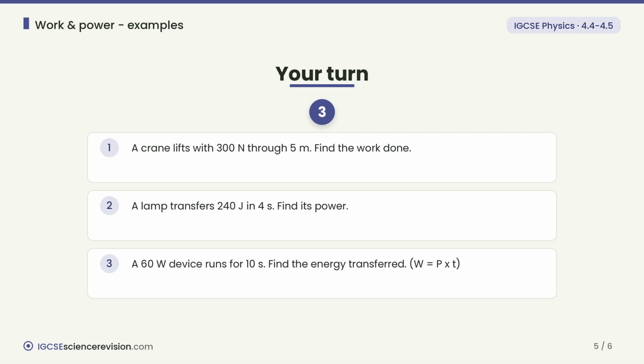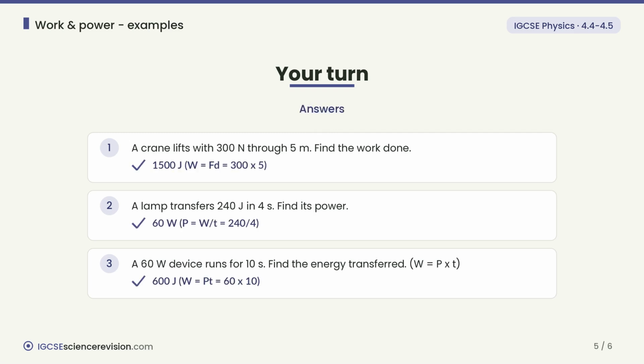3, 2, 1. Here are the answers. Number 1, 1500 J. W equals F D, 300 times 5. Number 2, 60 W. P equals W over T, 240 over 4. Number 3, 600 J. W equals P times T, 60 times 10.